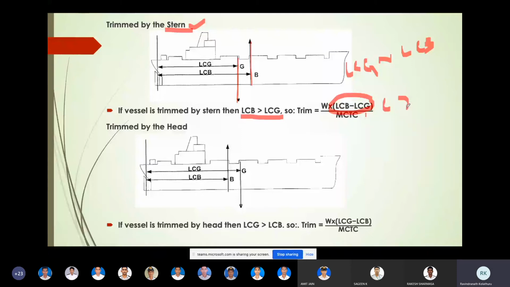Just for the sake of our understanding. In the same way, when it is trimmed by head, I know my LCG is greater. I need to see which is the greater value. So when it is by head, I write it as LCG minus LCB, so that I get a positive value here. So, understood by stern and by head why I am doing this? Yes, sir. Okay.